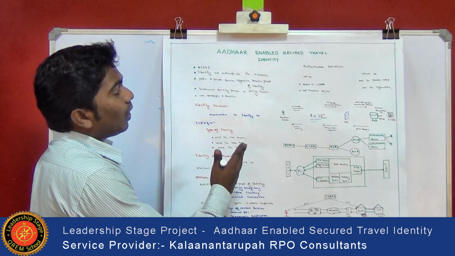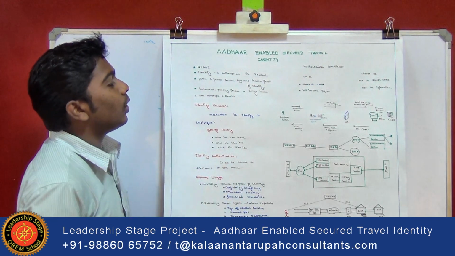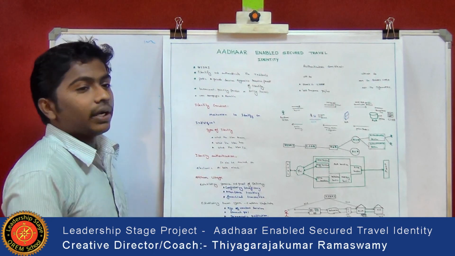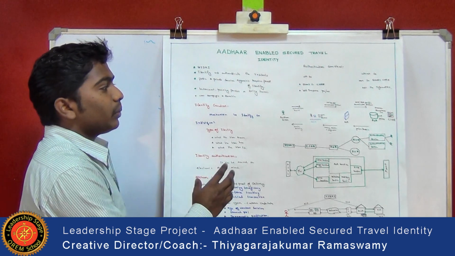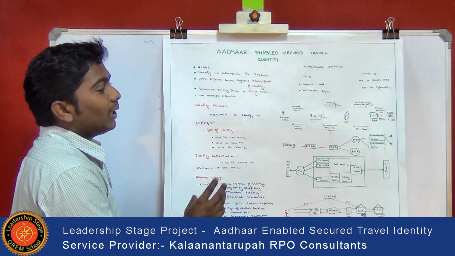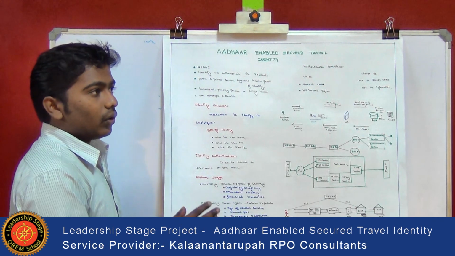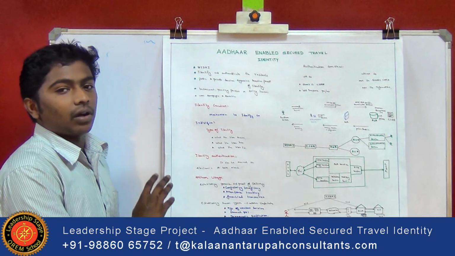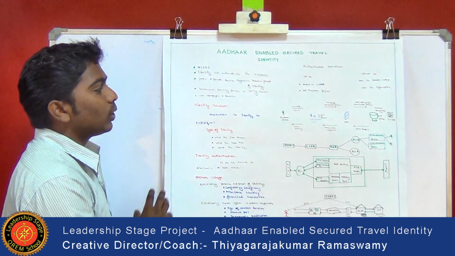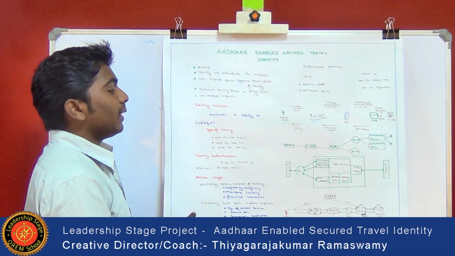What Aadhaar will do and will not do: the information of a user will not be stored in the card, so that it can be secured, and the information will be stored in the centralized database. Only a yes or no will be sent to the application or the organization, and the information of the user will not be sent to the organization or application.